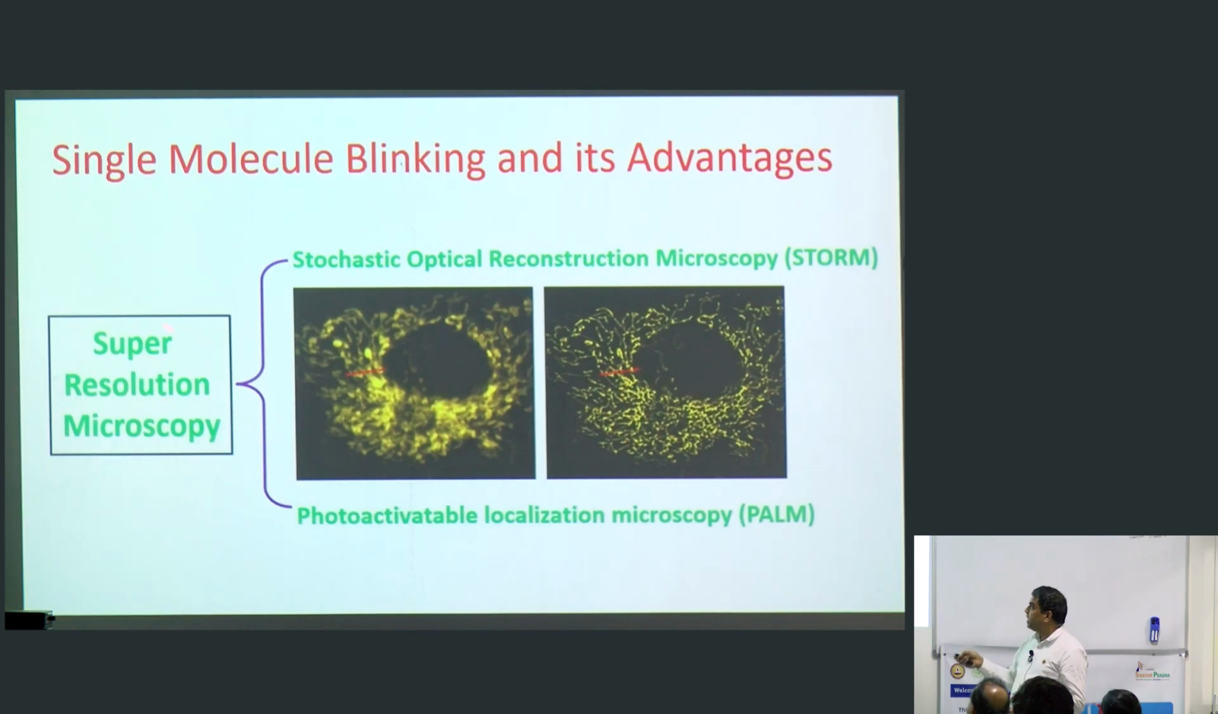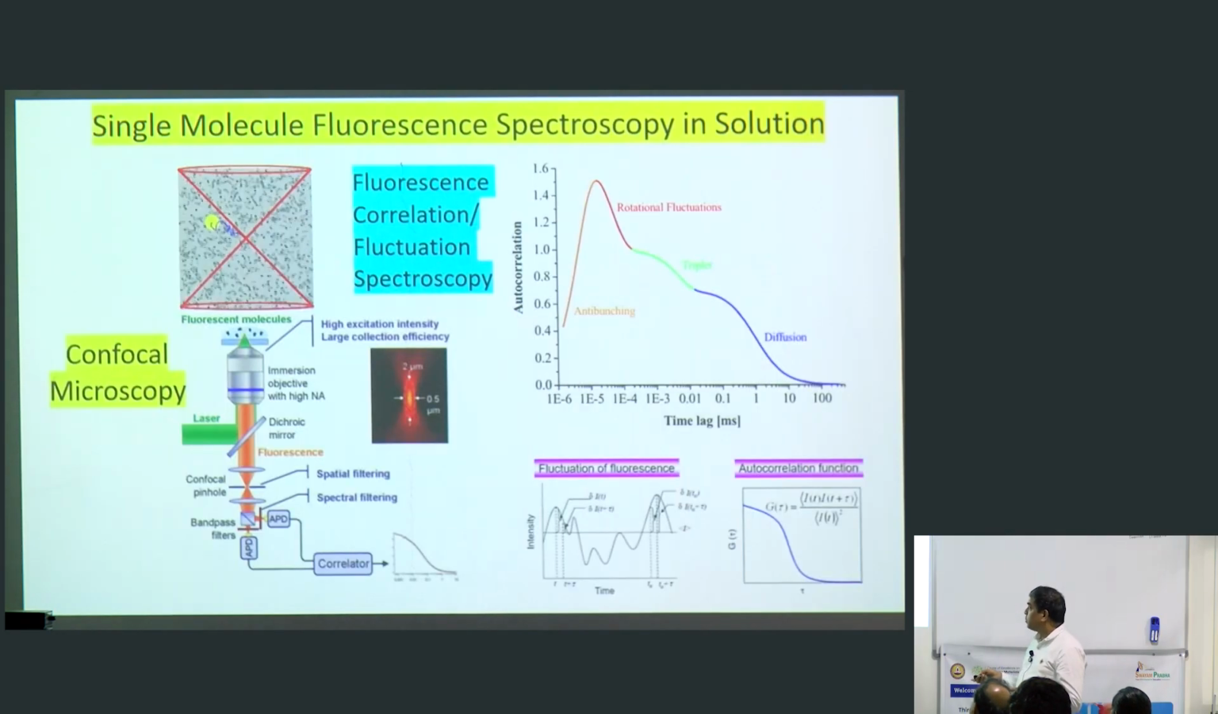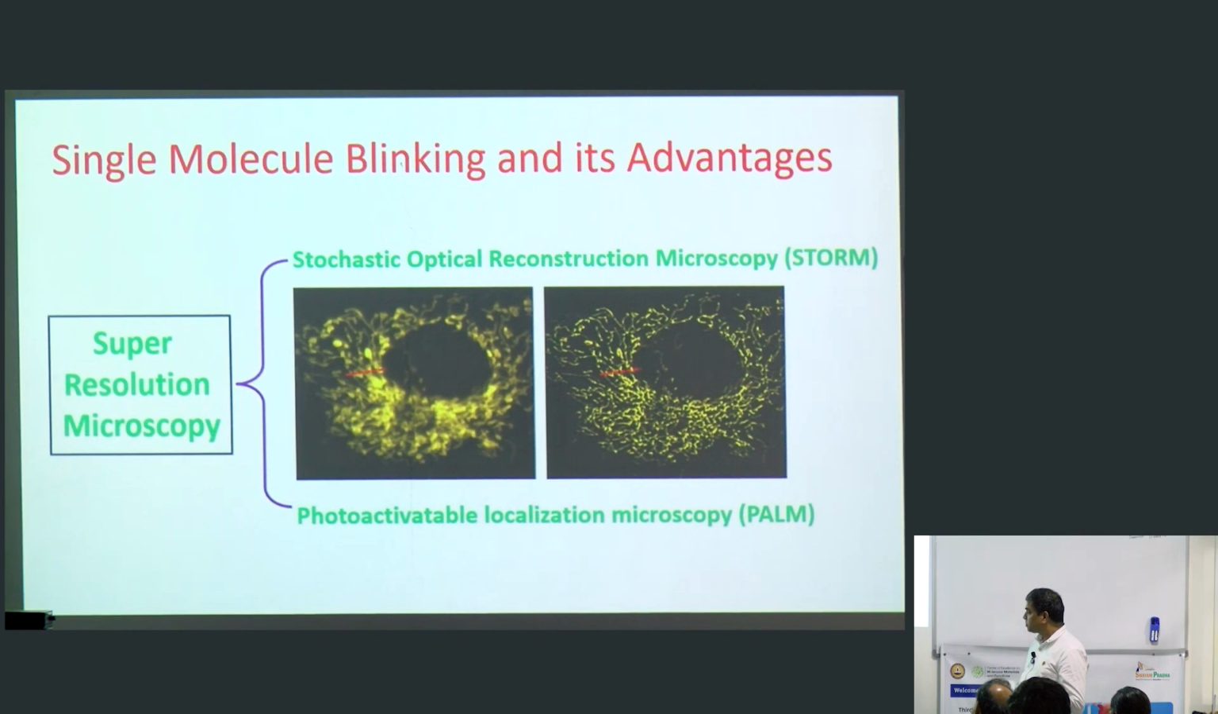Because of this blinking, two super resolution microscopic imaging techniques were developed. One is called stochastic optical reconstruction microscopy. The other one is called photoactivable localization microscopy. Both have the same principle, where blinking is being used. What it basically does, I'll explain in the coming slides, but it basically manipulates the confocal volume. Let me discuss it in the coming slides. But before that, why is this so important?